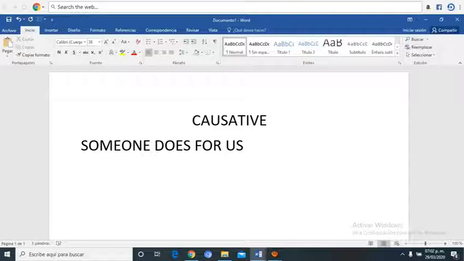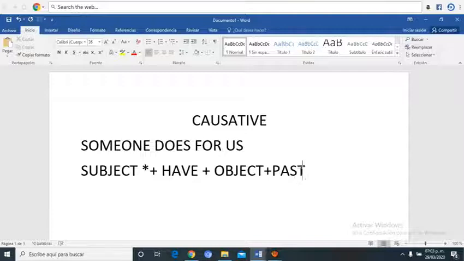Of course, it has a structure. What is the structure for this? We need a subject plus have plus the object plus the past participle of our verb, or the main verb.